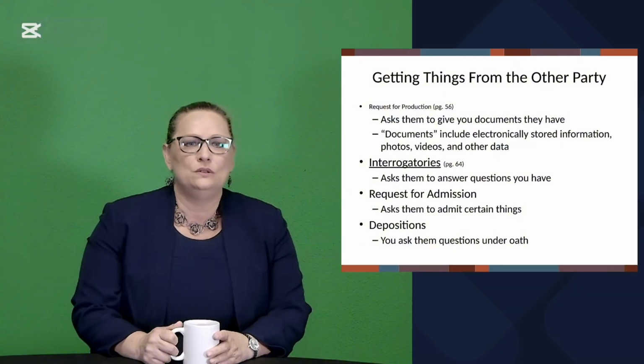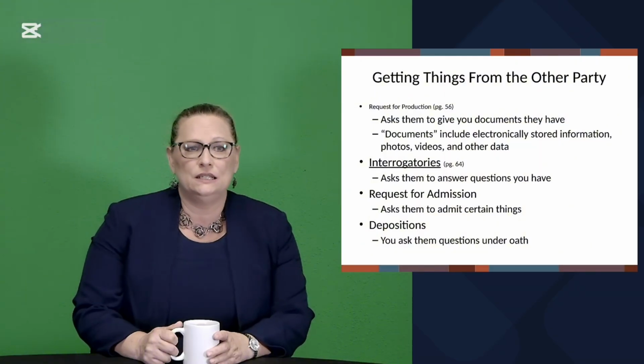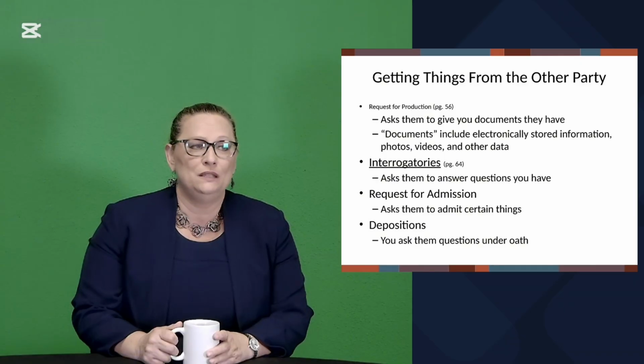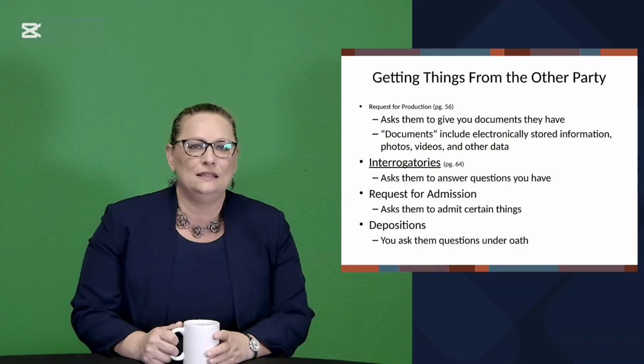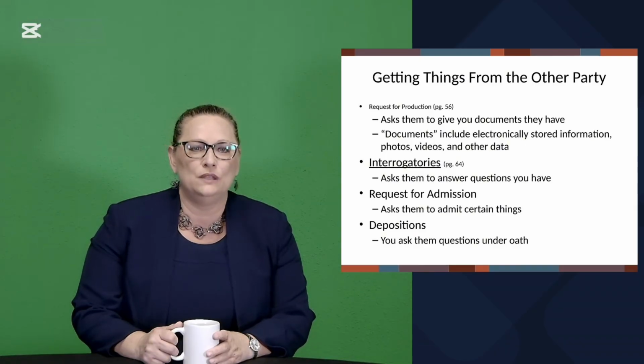And so what you do is you send out a request for production. They have 30 days to provide the responses to it, which would mean providing those documents or providing any objections that they have to it. Now, both parties are only obligated to provide documents that they actually have possession of or reasonable access to. So you can't require the other person to go on a huge search for something that they don't really have readily available to them.